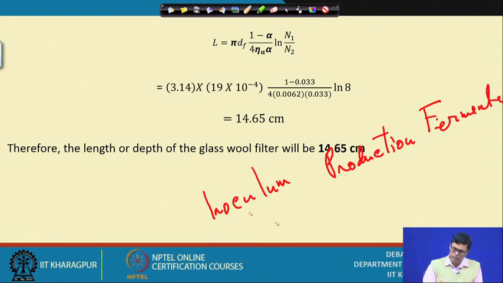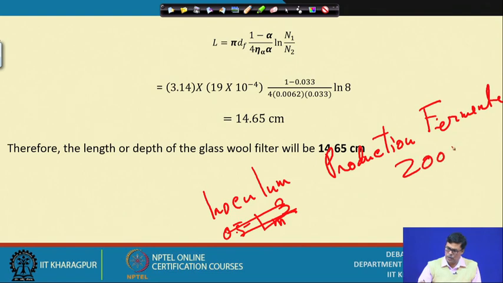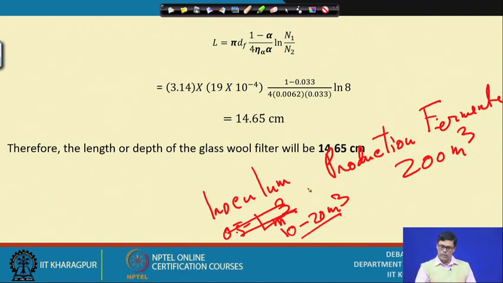Usually the inoculum vessel, suppose this is 1 cubic meter, is usually 5 to 10%, that means 0.5 to this. I can tell you that if the capacity of the production fermenter is 200 cubic meter, the inoculum volume will be how much? It is 10 to 20 cubic meter. Naturally, the air requirement for the small fermenter will be less as compared to the bigger fermenter.